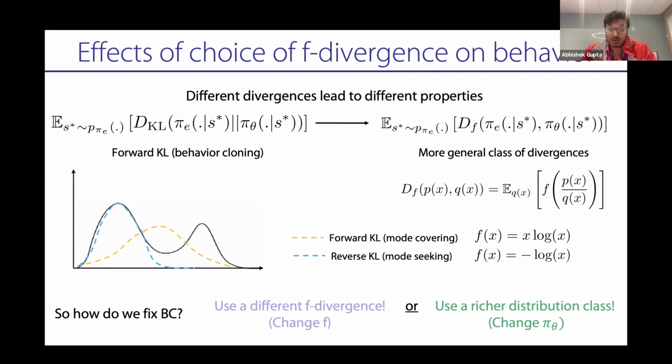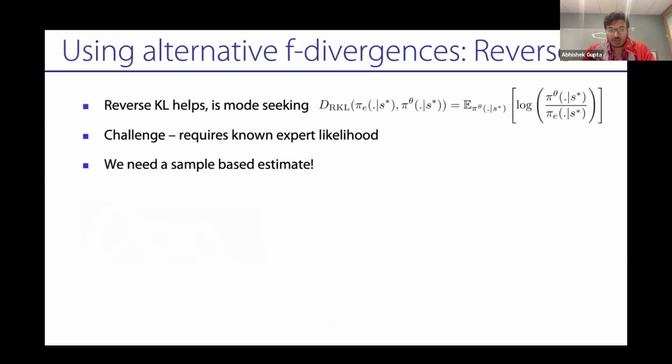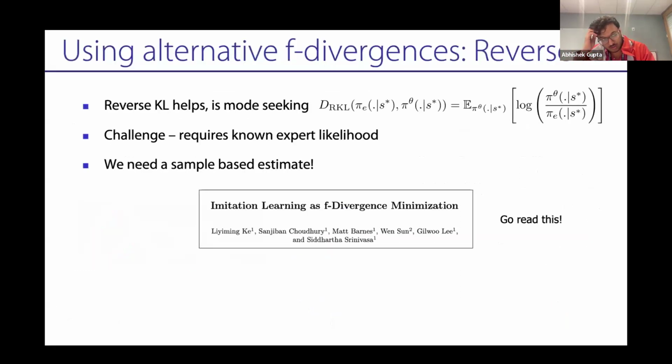Okay, so with these two ideas, we can either use a different f-divergence or a richer distribution class. We talked about this a bit last time, but the idea with the reverse KL is that it's mode seeking. The nice part about the reverse KL is that it's under this policy distribution pi. If you had a bimodal distribution, your policy can choose to concentrate likelihood here, which means that it doesn't eat any penalty for missing a mode. So the reverse KL is nice in that it's mode seeking, not mode covering.